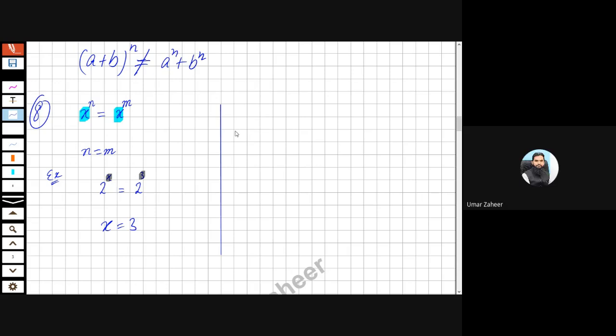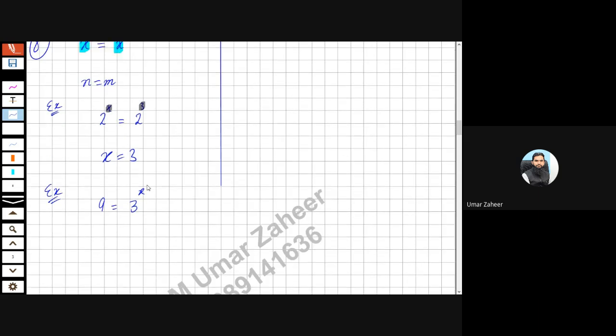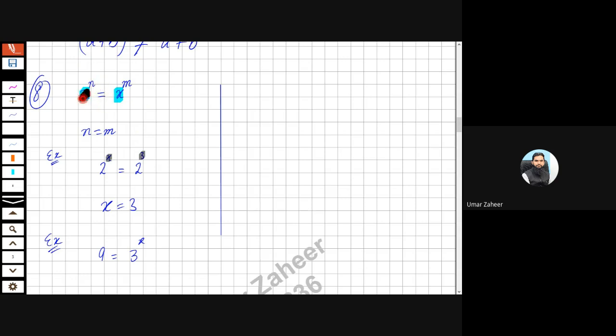Okay, I'm saying that if you have any number, I will take one more example. Let's say 9 is equal to 3 raised to power x, and the examiner says that you have to find the value of x. The rule that we are going to understand here is: if you have the same bases and they are equal, then we have to compare the powers. The powers are also going to be equal.